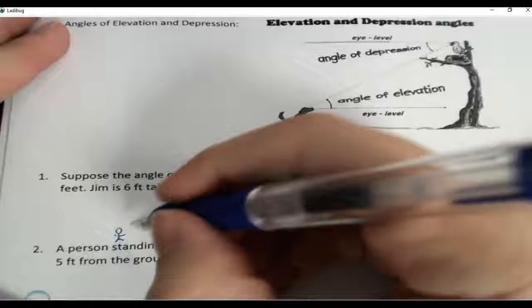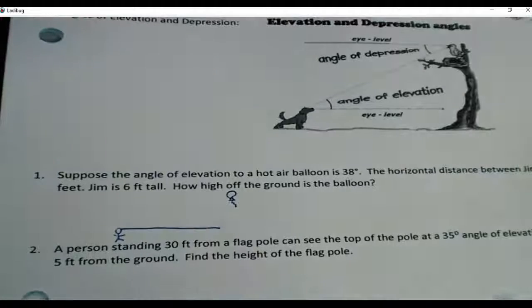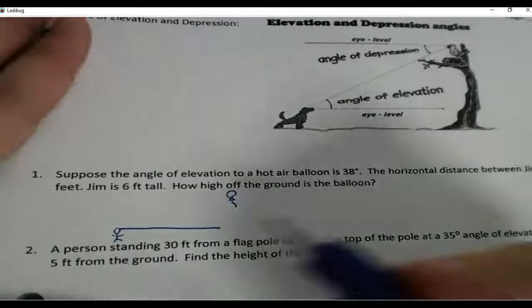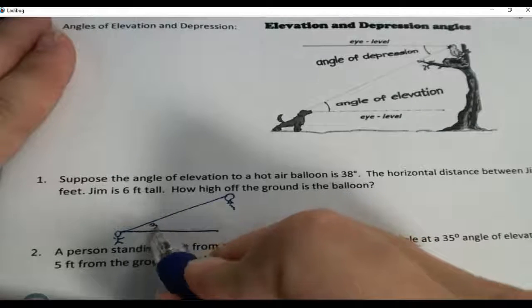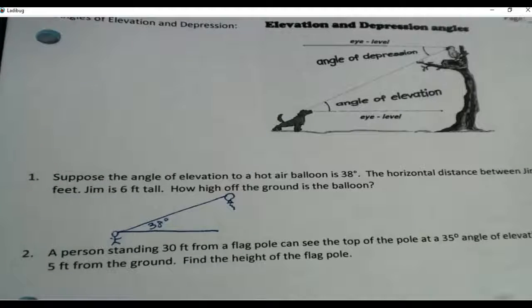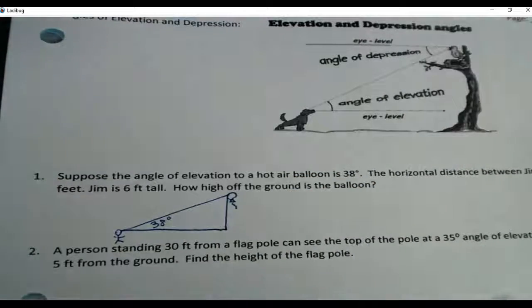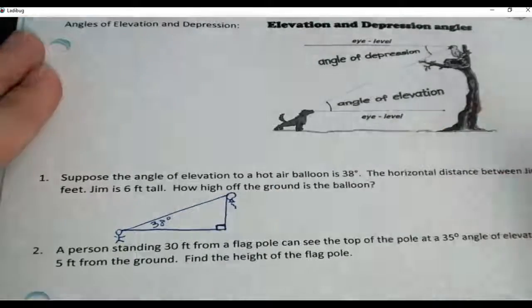To draw our triangle, we draw Jim's eye level, which is right here. It tells me he's looking up at this balloon at an angle of elevation of 38 degrees. So he's looking up at this balloon, and his angle of elevation is 38 degrees. Question on that? Then we just finish out our triangle, and over here is our right angle.